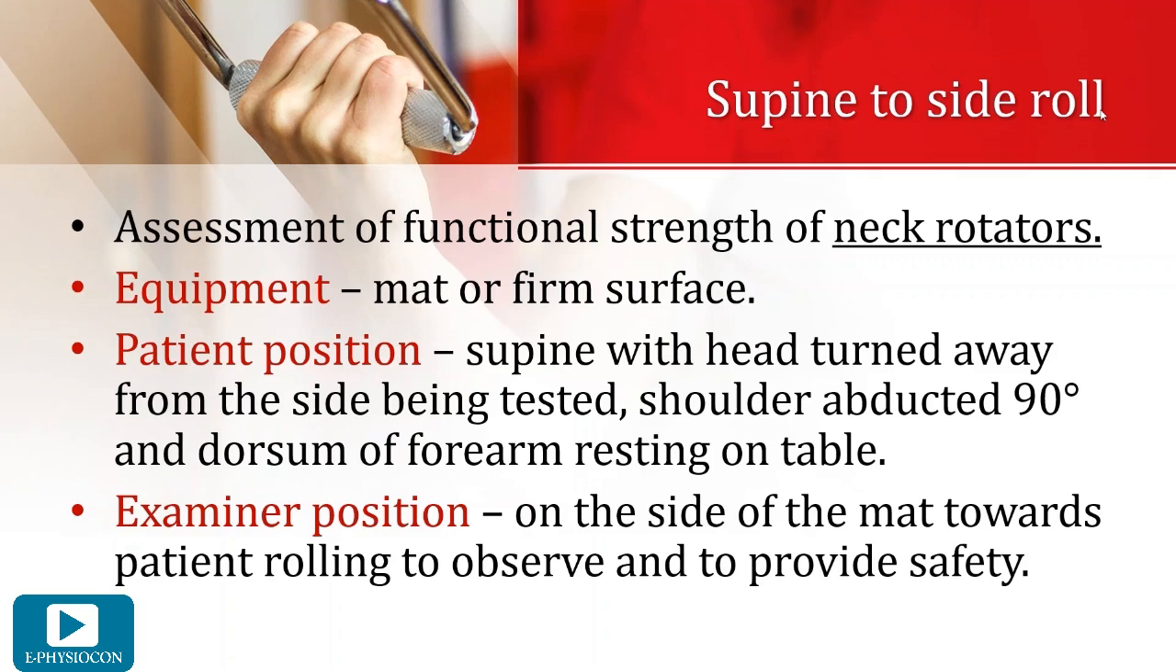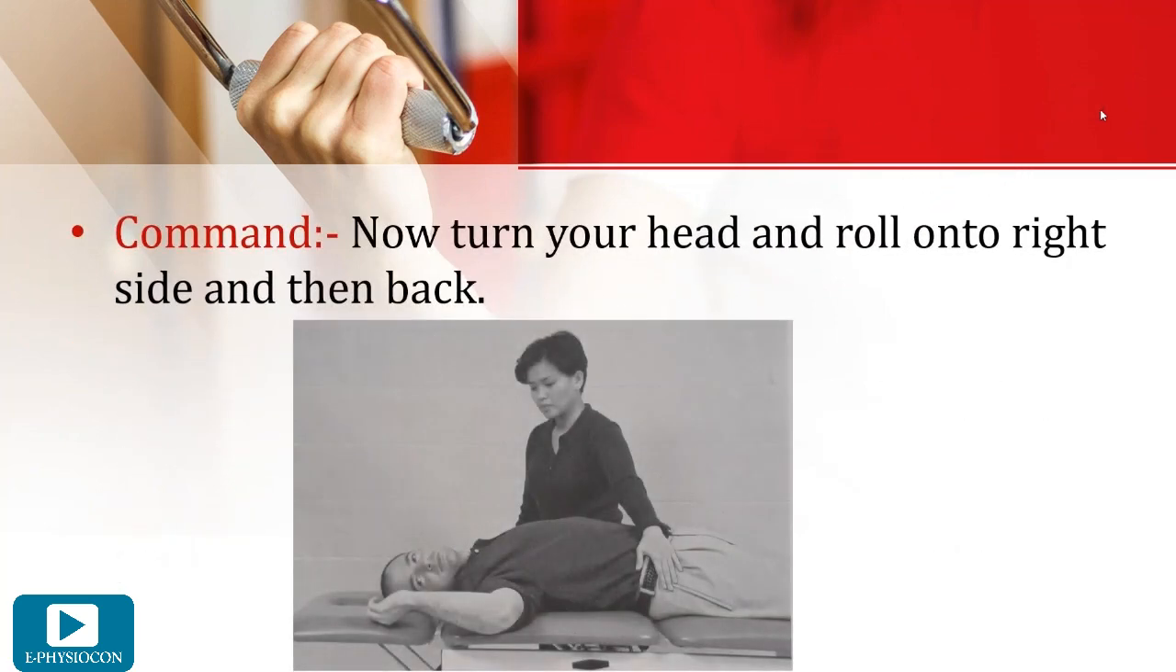The next is supine to side roll. In this, the functional strength of the neck rotators is assessed. Equipment same as before, mat or a firm surface. Patient position: supine with head turned away to one side, left or right, with shoulder abducted to 90 degrees. Examiner position: on the side of the mat. Command: now turn your head and roll onto your right side, then back.